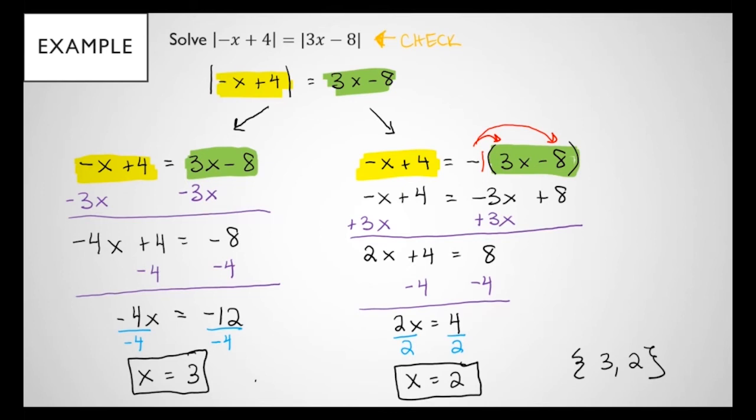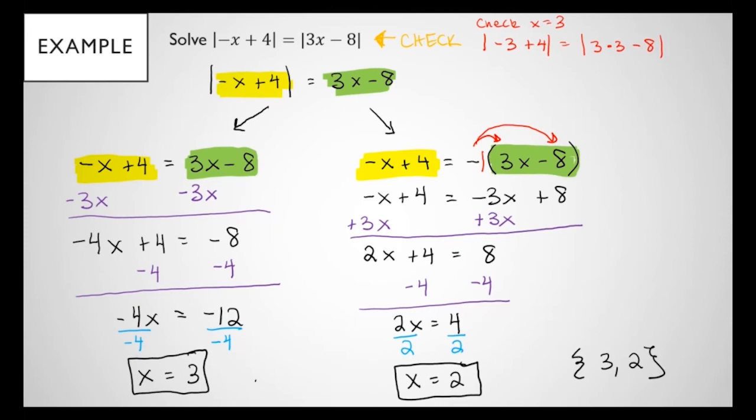So let's just check one of them. Let's say I wanted to check x equals 3. So I would have to plug it into both sides here. So I have negative x, so that'd be -3 plus 4, and then close the absolute value. And then on the right, absolute value of 3 times 3 minus 8. So when you're checking something like this, it has to go into both sides if that's where your x is.